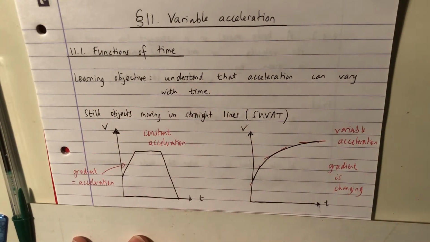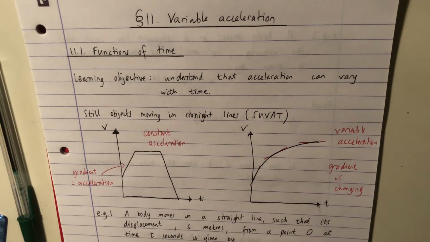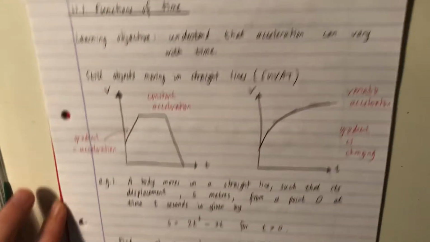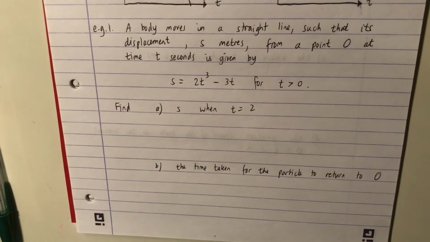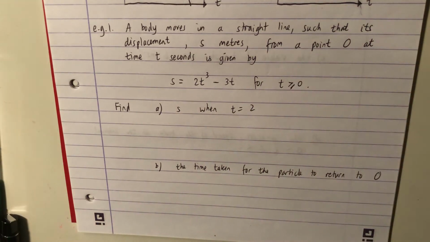We've done all of these in a previous chapter. Now we're going to cover all of these. So the first example is the following. A body moves in a straight line such that its displacement, s meters, from a point O at time t seconds is given by this formula. So displacement is equal to 2t cubed subtract 3t, and that's for t greater than or equal to 0. And we would like to find out what s would be when t is equal to 2.